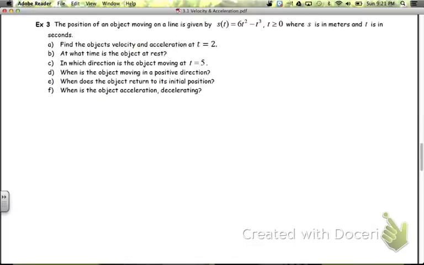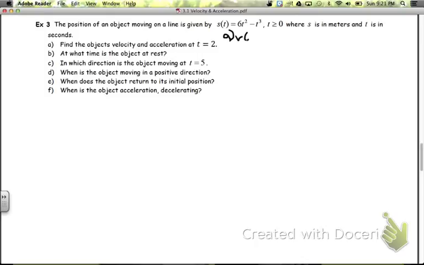So now example 3, the position of an object moving on a line is given by our position function s at t equals 6t squared minus t cubed, where t is greater than or equal to 0, where s is in meters and t is in seconds. So in part A, we want to find the object's velocity and acceleration at t equals 2. Obviously 2 seconds here. So remember, when we're taking our velocity, it's just going to be the derivative of our position function. So let's do A here together.